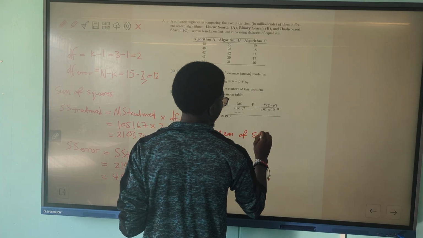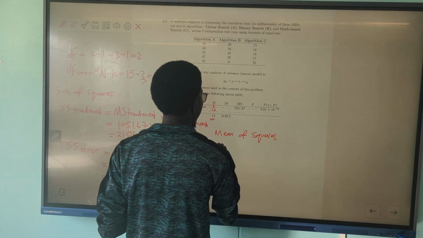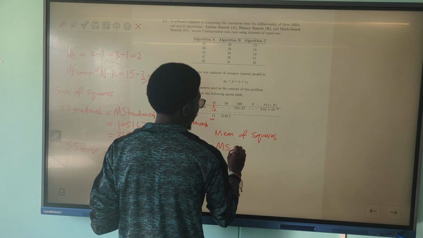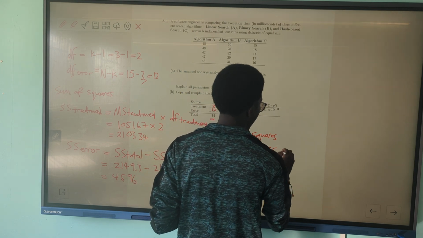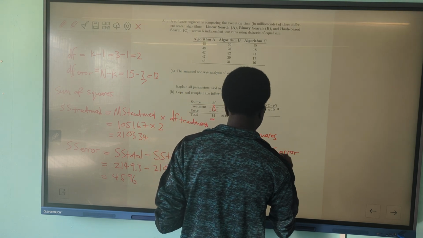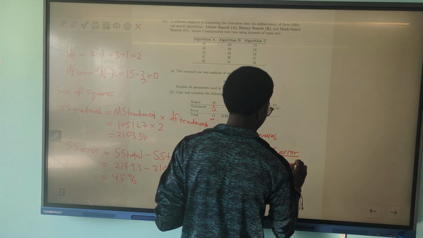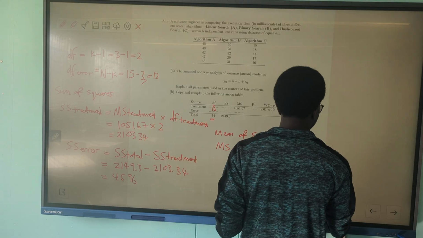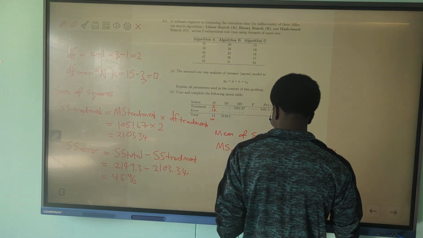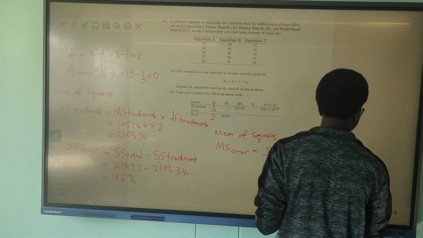The mean of squares, MS error is equals to SS error over DF error, which is equals to 45.96 over 12, which is equals to 3.83.